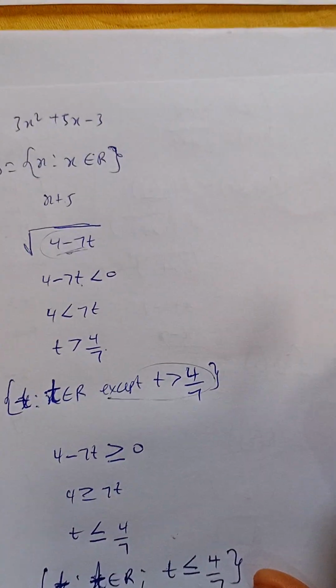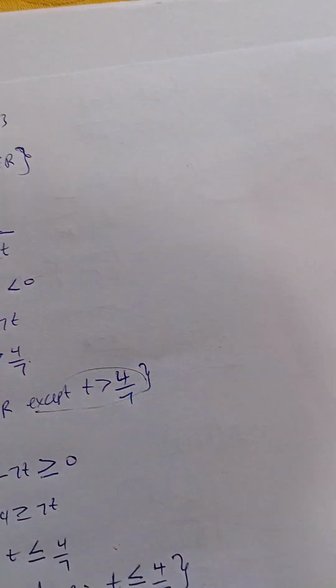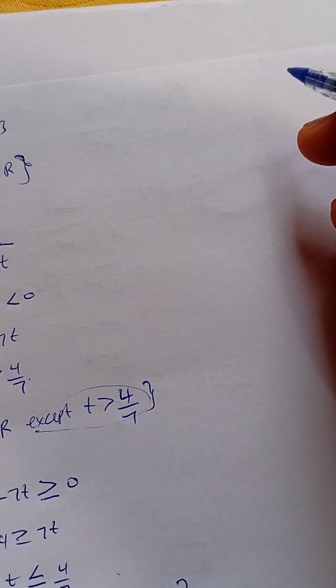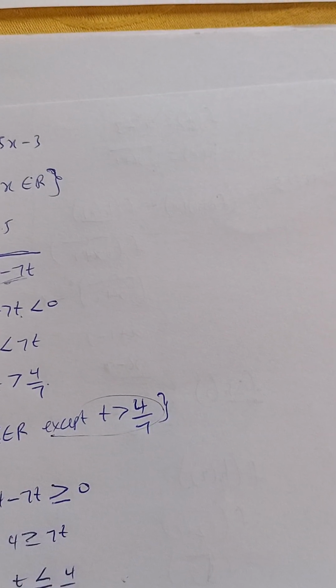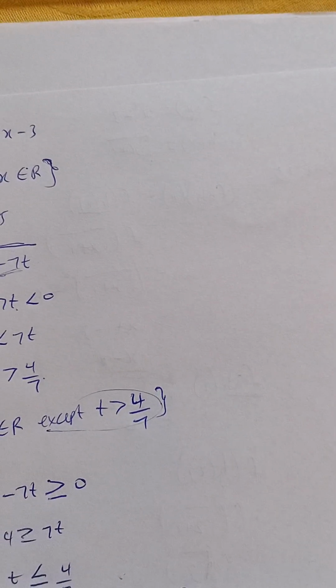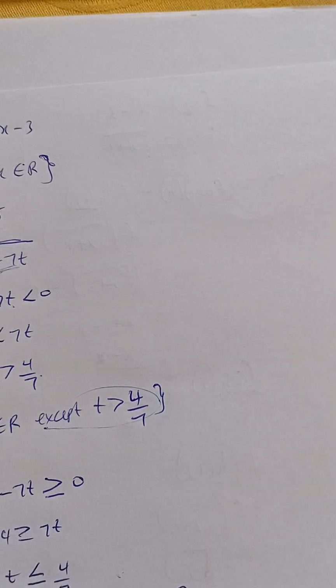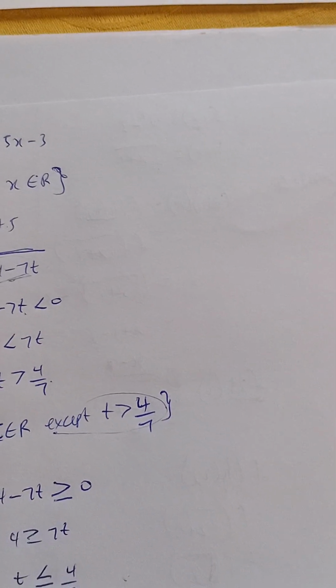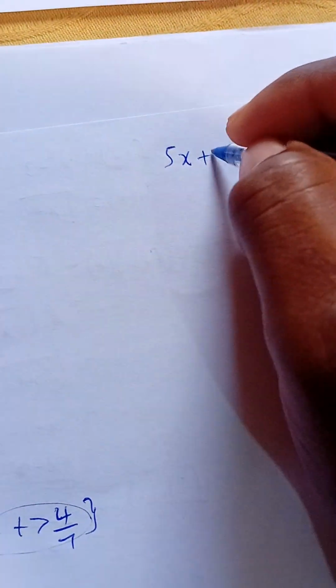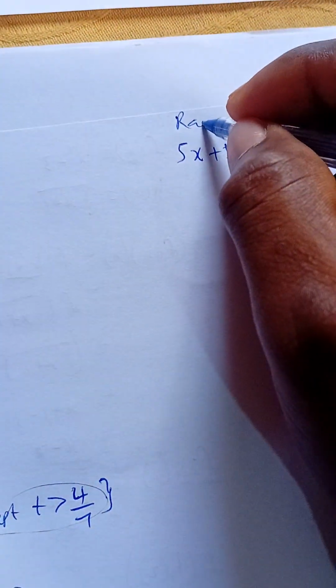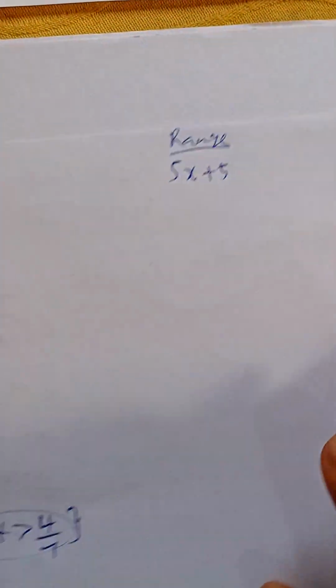Okay. Then now let's look at range. How do you find range of a function? To find range of a function, you have to equate it to y, and then you make x the subject. Then whatever you find, find the domain of it. So let's say we have 5x plus 5. We are on range now. Want to find the range of this.